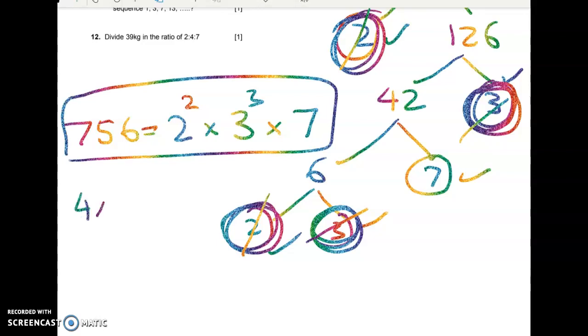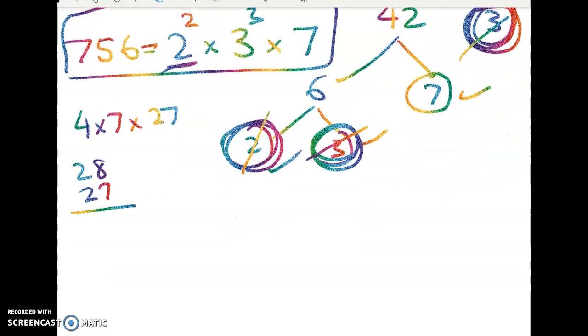So I've got 4 times 7 times 27. So 4 times 7 is 28, so 28 times 27. Let's look at whether we get what we want to. So I'm doing the algorithm for multiplication here.